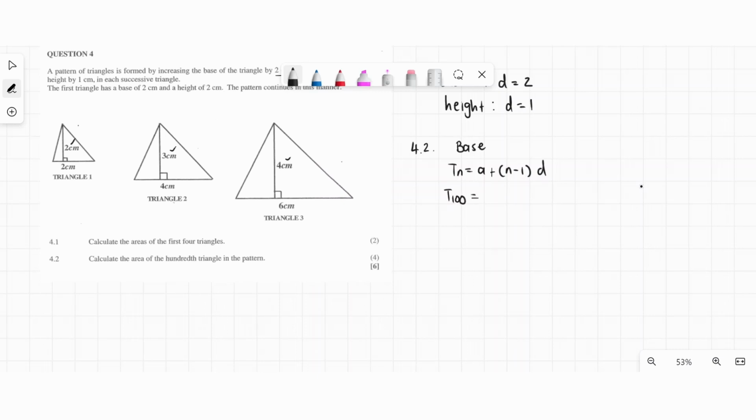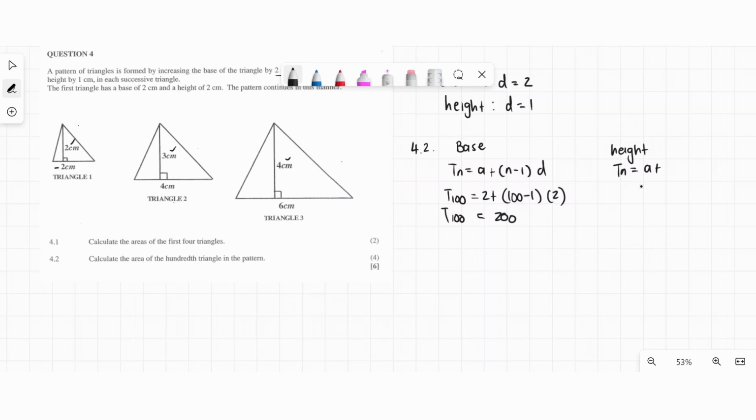Then A, what do we know? We know that A is the first base, which is going to be 2 plus 100 here minus 1. Then the difference there is 2, right? So the difference is going to be 2. When you substitute this into the calculator, you're going to find that T100 for base is equals to 200. All right. Then for height now, we're going to find T n now for the 100th height, right?